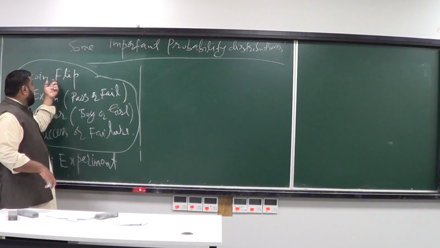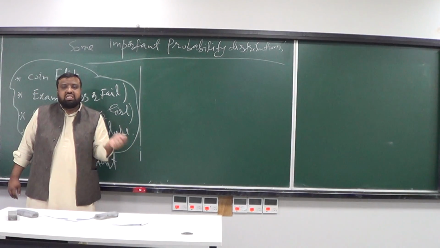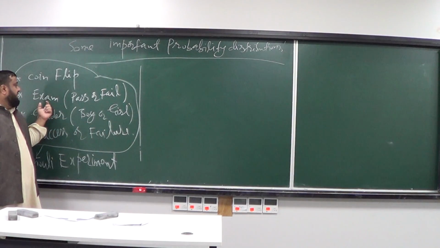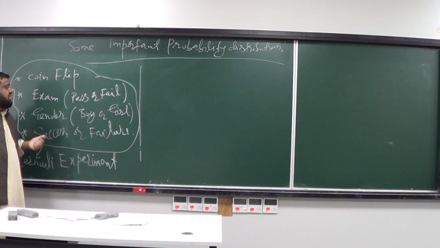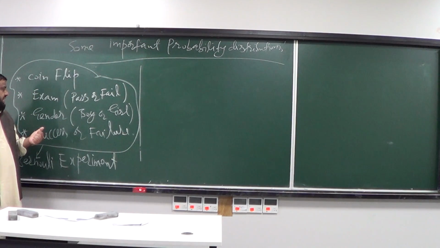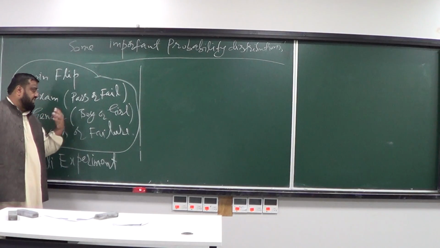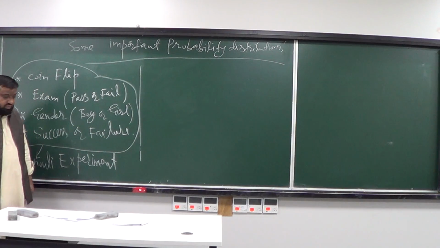For example, in a coin flip I can say by head I mean success, and by tail I mean failure actually. Or in an exam, I would say that by passing I mean success, and by failing I mean failure actually. Or gender, by girl, say for example, I can say having a success, and by boy I'm having a failure, and so on and so forth.